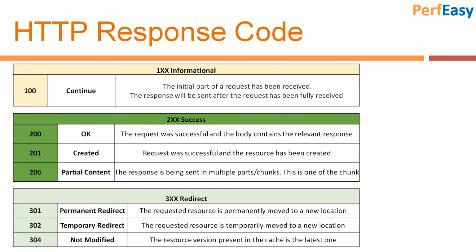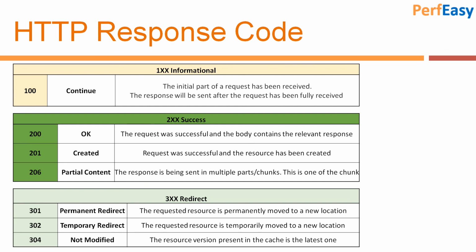Similarly, 302 is a temporary redirect. Here also the resource has been moved, but temporarily. In 301, the resource is permanently moved, so going ahead, the request should be sent to the new address only. But in the case of 302, it is temporarily moved. So every time we want to fetch the resource, we have to send the request to this address, and it will give 302, and we have to go to the new location of the resource.